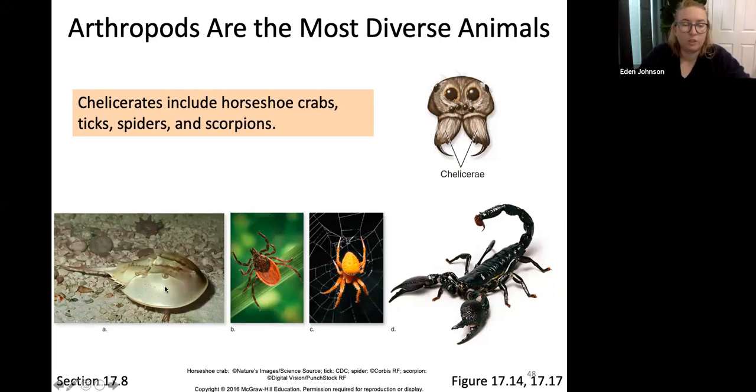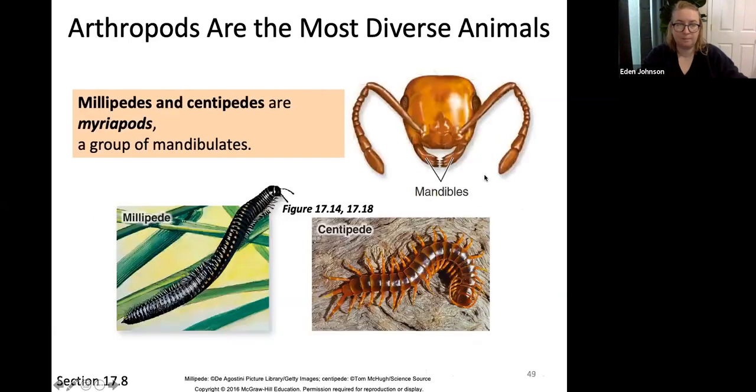These include horseshoe crabs, ticks, spiders and scorpions. And remember, chelicerates have these mouthpieces called chelicerae. Our next subphylum, millipedes and centipedes, they are called myriapods. They're a group of mandibulates, meaning they have mandibles, just like ants, just like fleas.